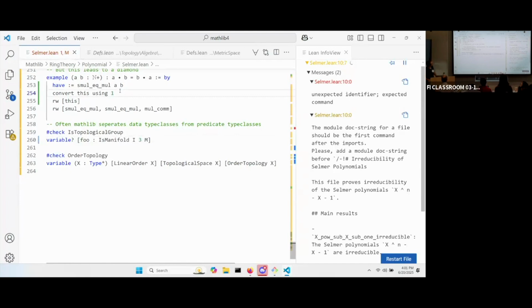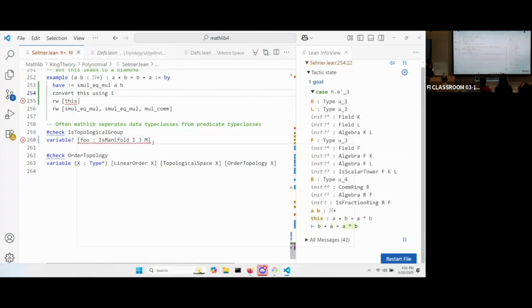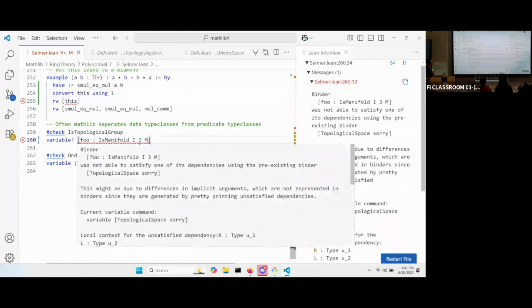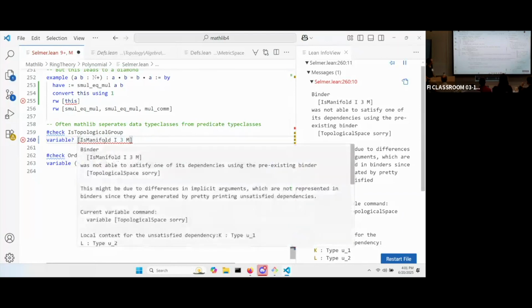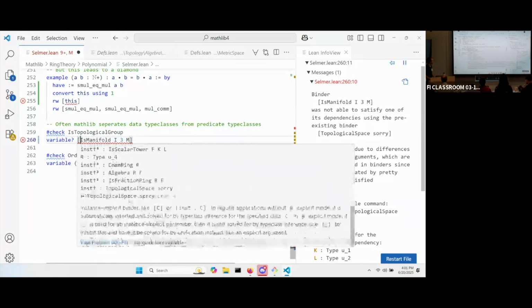Oh, here we go. Maybe. There's like a dependency problem. You might need to first provide topological space. Maybe there's no food. That shouldn't matter, should it? That's weird. Okay, I don't know. Maybe some stuff you had written before is interfering.